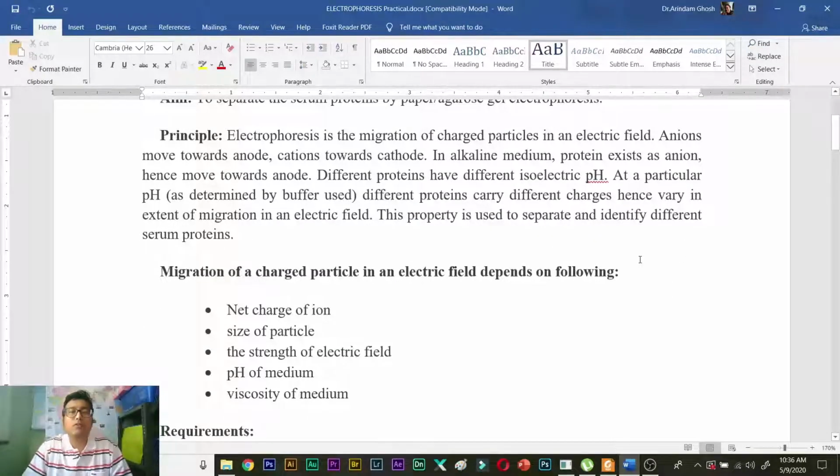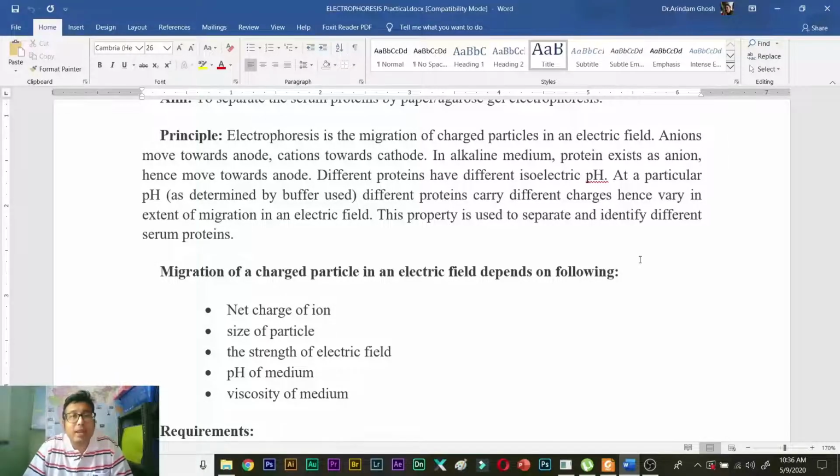So what's the principle of the experiment? Please take these notes down. It will be easier to understand while seeing the experiment video. As you can see, I'll just read it out for ease of your writing.